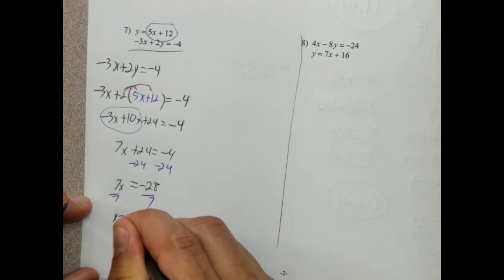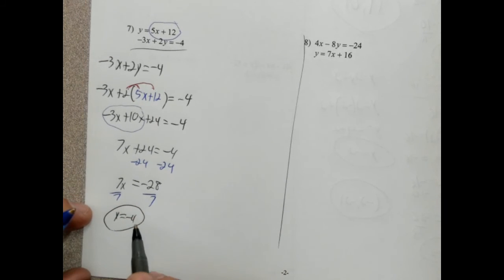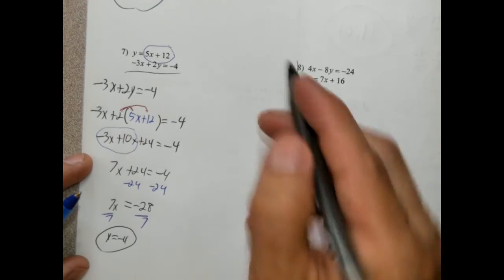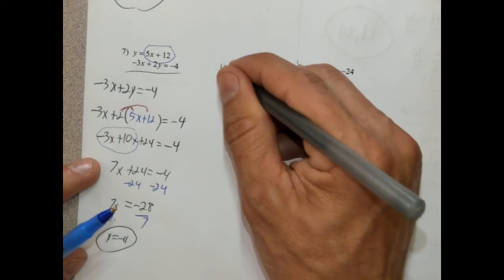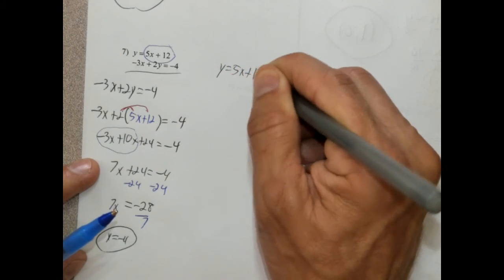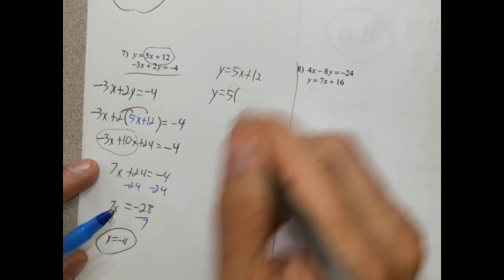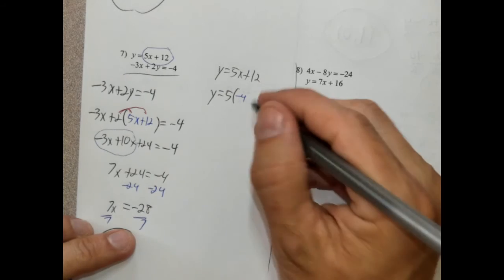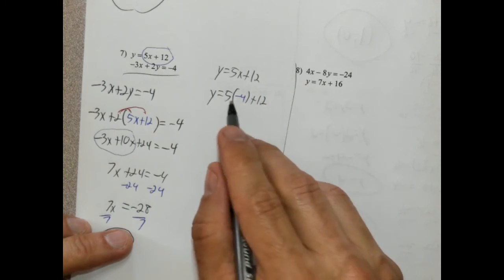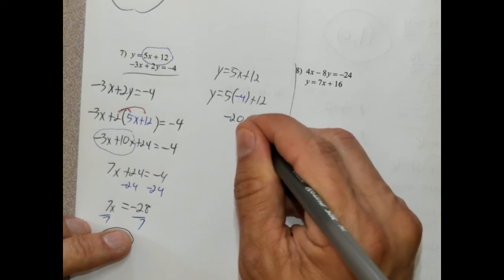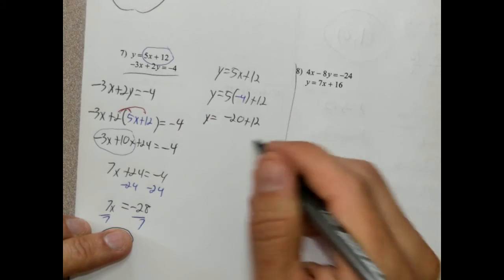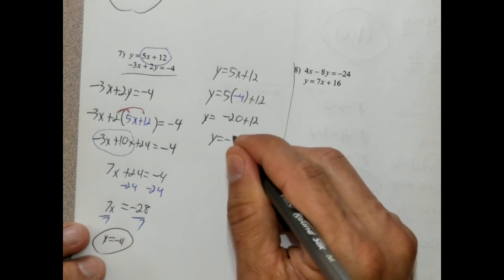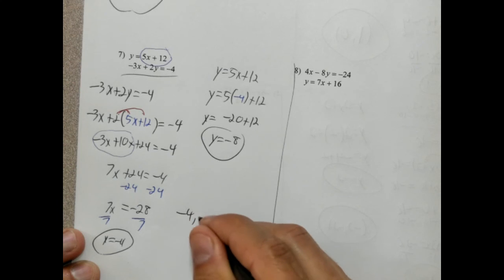All right, we're almost done. So we're going to plug this negative 4 back in over here and find y. So y equals 5x plus 12. y equals 5 parentheses. Our x value is negative 4, so negative 4 goes here, plus 12. And we multiply first, so 5 times negative 4 is negative 20 plus 12. And negative 20 plus 12 is negative 8, so y is equal to negative 8. So it's negative 4 comma negative 8.